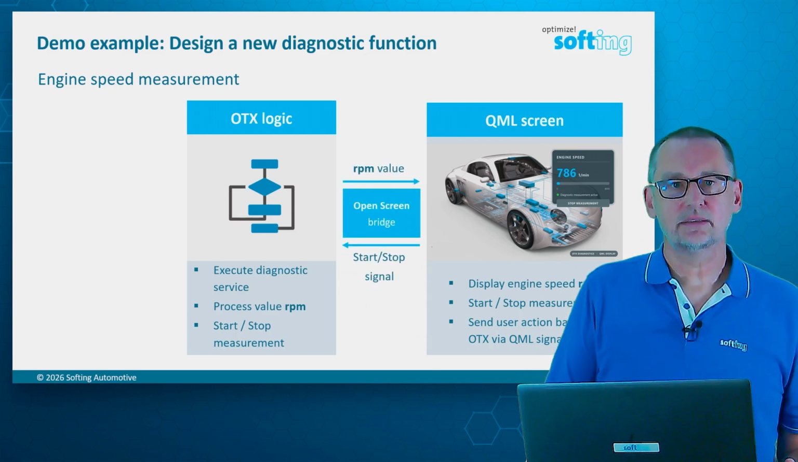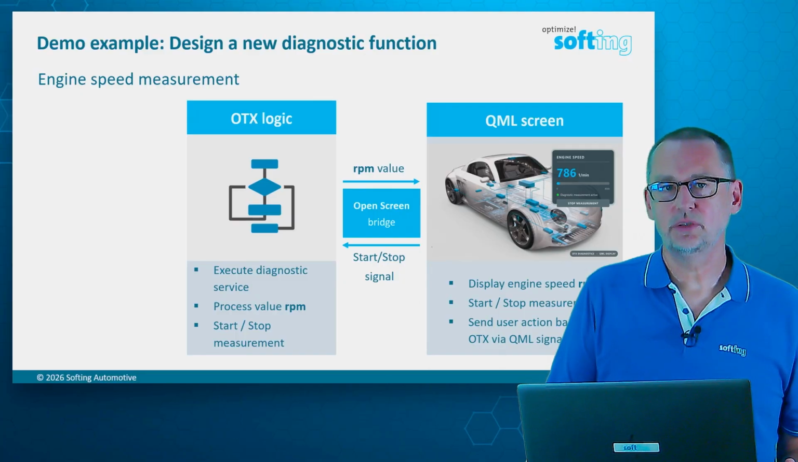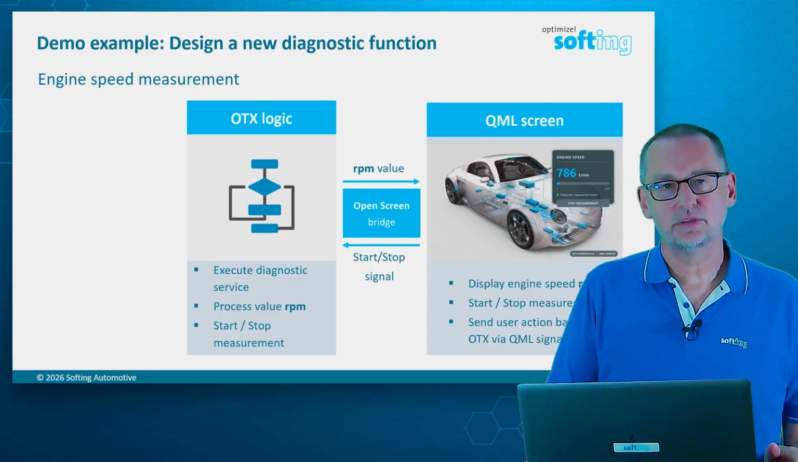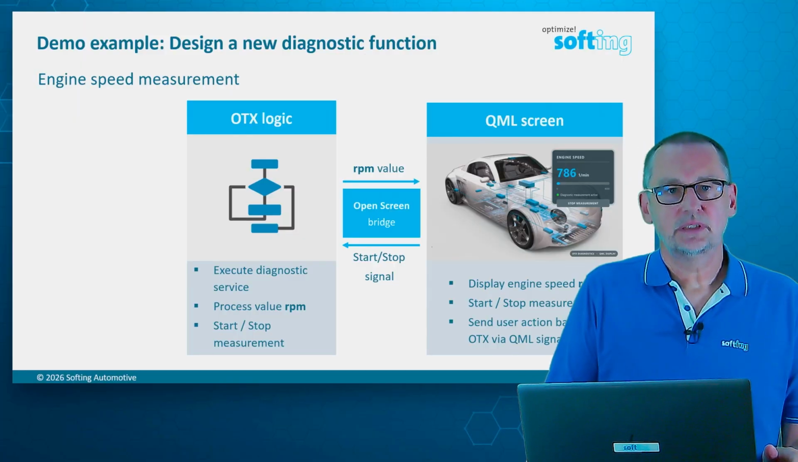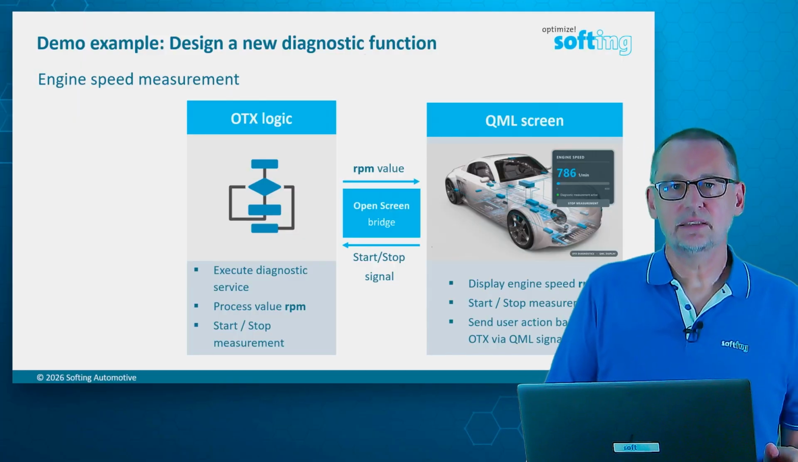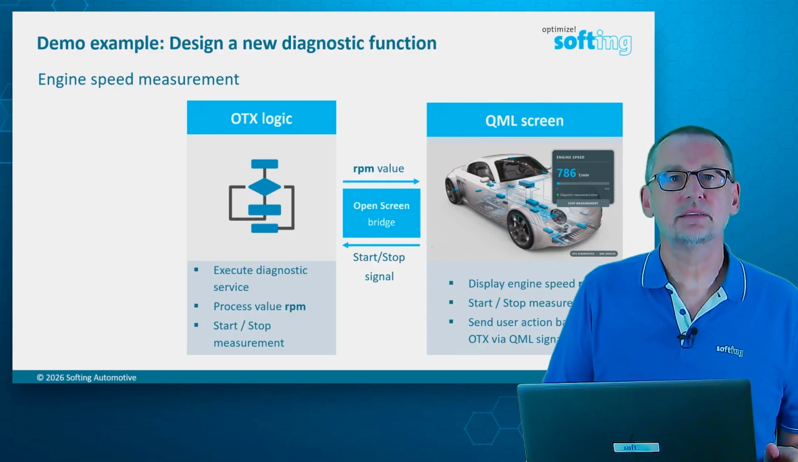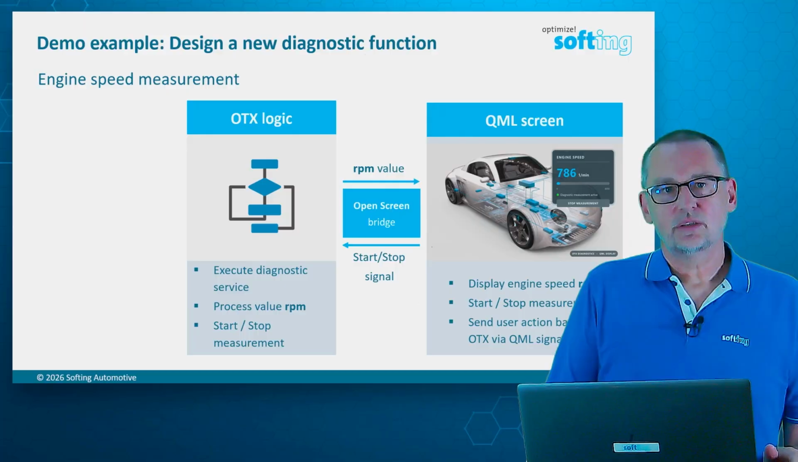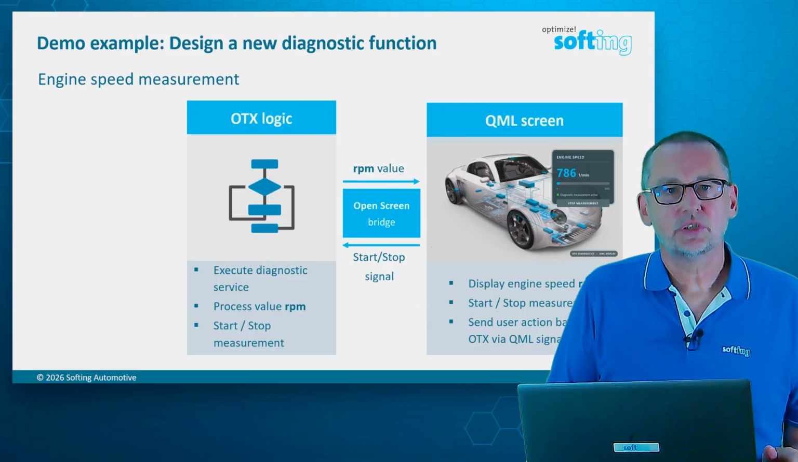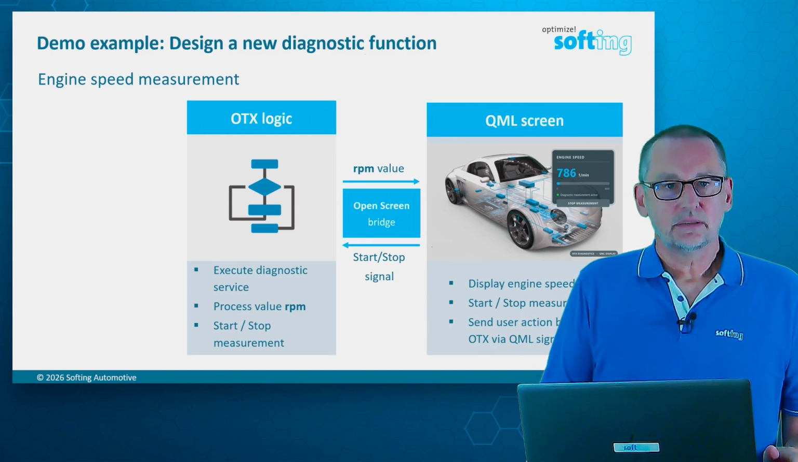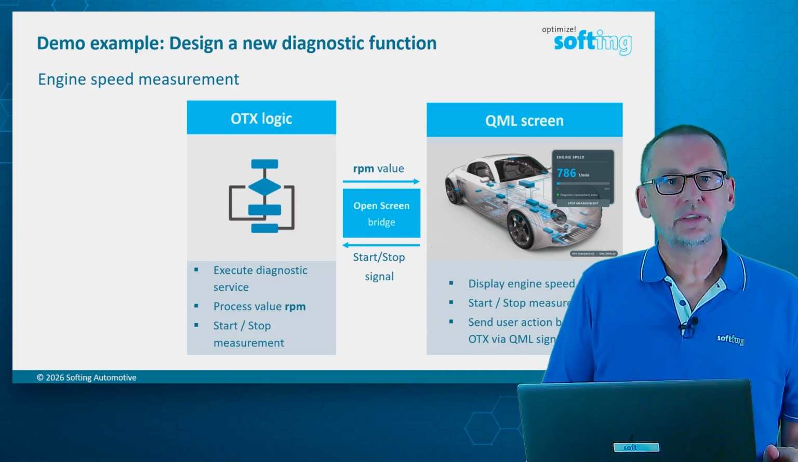Open screen acts as the bridge between OTX logic and the QML user interface. The RPM value is transferred from OTX to QML. In the opposite direction, the QML screen sends the user's start or stop action back to OTX as a signal. ODX diagnostic data provides the description of the engine control module and the diagnostic services required to read the current engine speed.